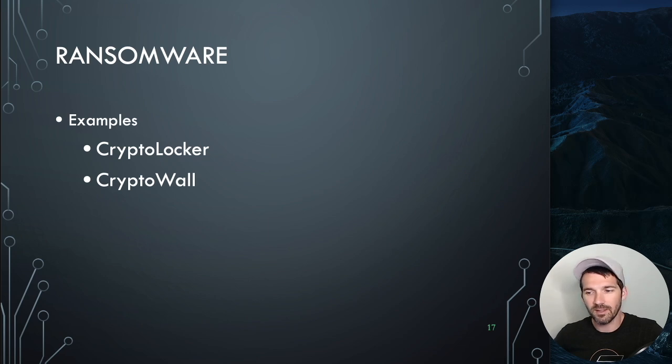It's migrated a little bit or evolved, where now it'll be: don't pay us in 24 hours, we'll double it. Don't pay us in 48, we'll leak it to the press, or we will sell it on the black market, or we will release it directly to your competitors, depending on what the data is.